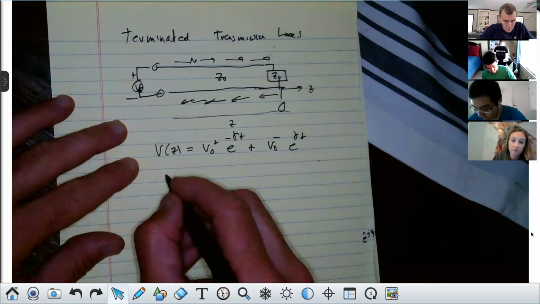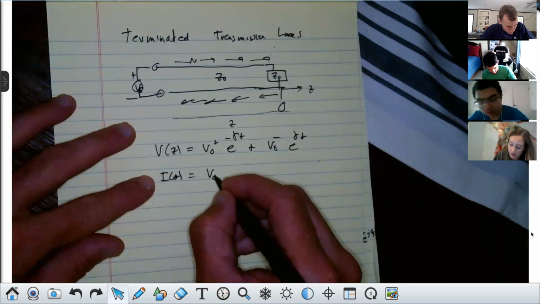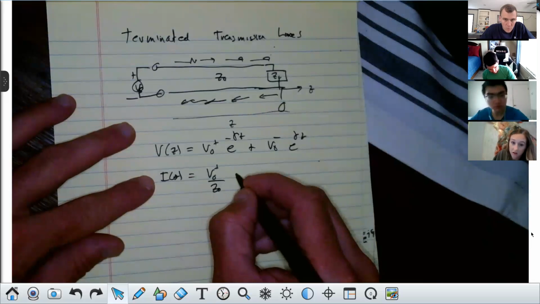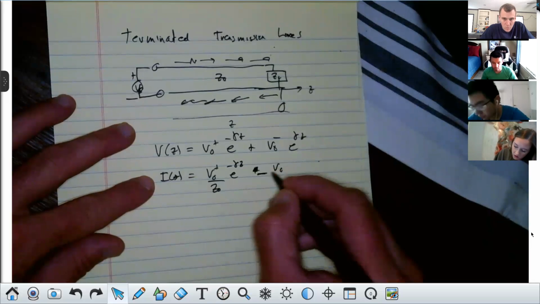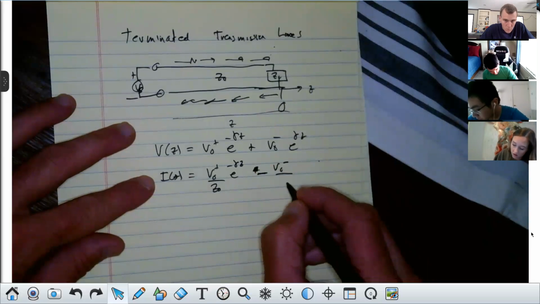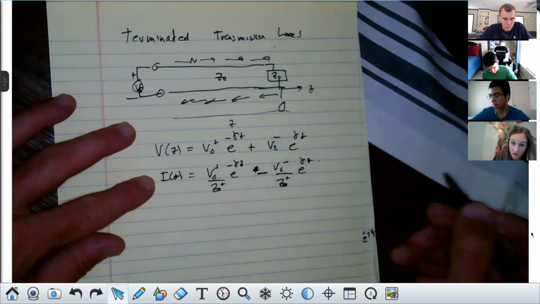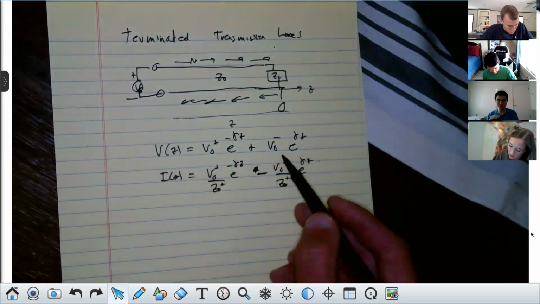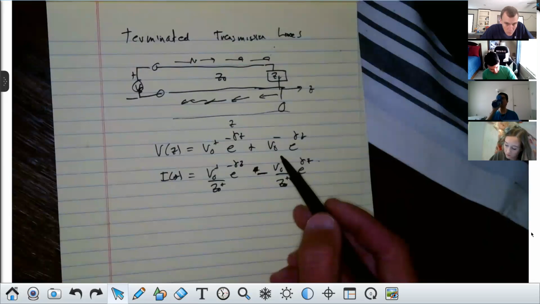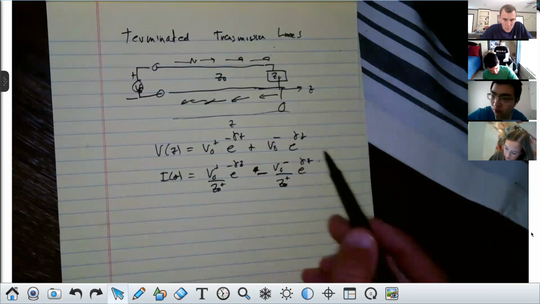And I can express the current I(z) equal to V0 plus over Z0 times e to the minus gamma z, plus, actually this is minus, V0 minus over Z0, and I'll put Z0 plus here, times e to the gamma z. Now, you're familiar that V0 minus is simply equal to the magnitude of the negative traveling wave, right? Remember last time we talked about that? And V0 plus is the magnitude of the positive traveling wave. Well, since you have both, you have to include both terms.